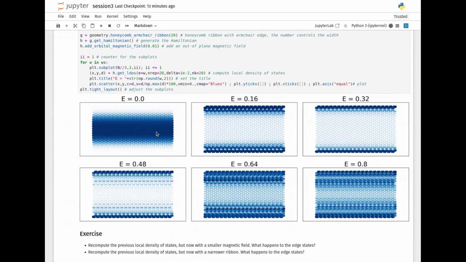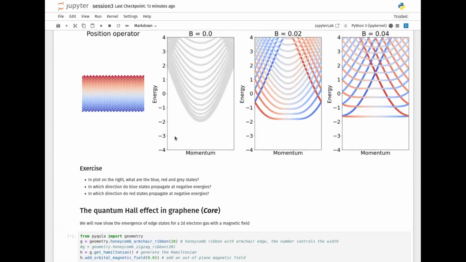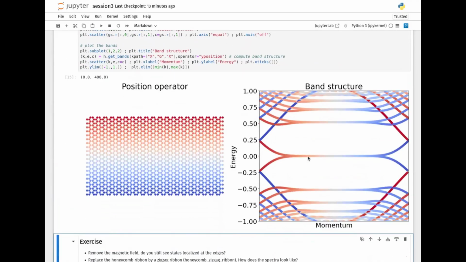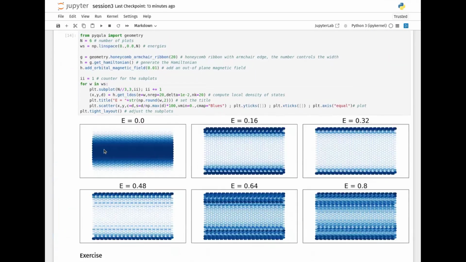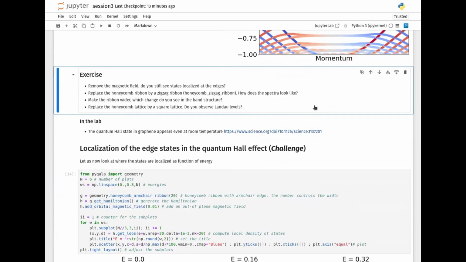Okay, so at energy equal to 0, we have a bulk state. And so if you go to the band structure of the honeycomb lattice, you see that at 0 energy, you have this bulk state, and so that's why the density of states looks like this, all concentrated in the bulk. Then if you go to E 0.16, what you see is that you have states localized at the edges. And so if you go to this energy 0.16, you see that you are crossing effectively this state.